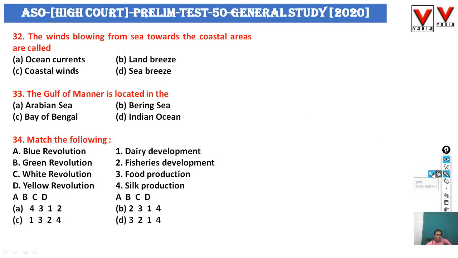Question 34. Blue revolution is related with the fishery development. Green revolution, food production. White revolution, dairy product development. And yellow, silk production. So A must go for 2, B must go for 3, C must go for 1, and D must go for 4. So the right answer is B.